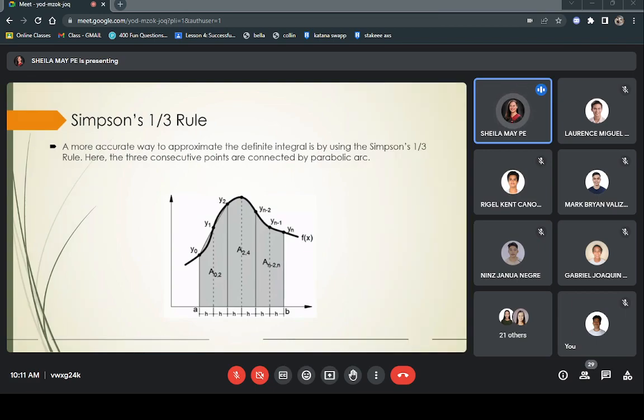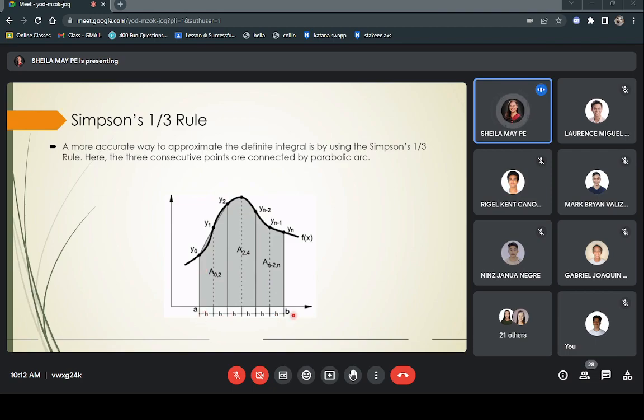Okay, next we have the Simpson's one-third rule. It is a more accurate way to approximate the definite integral. In here, the three consecutive points are connected by a parabolic arc. Before, in the trapezoidal rule, the curve was divided into equal parts, and they were connected by a line. In here, using Simpson's one-third rule, they are not connected by a line. They are connected by a parabolic arc.